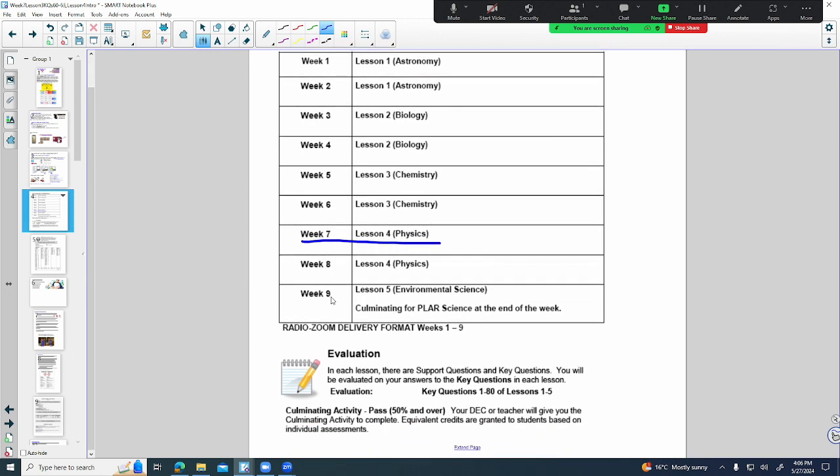Students who still have their culminating activity, and there are students who have them, make sure that you submit. First, make sure you complete them, and then you submit them so that you can get your equivalent credit. Remember, if you do not submit your completed culminating activity, then you will not get an equivalent credit for grade 9-10 science.